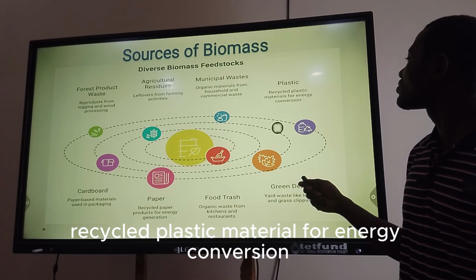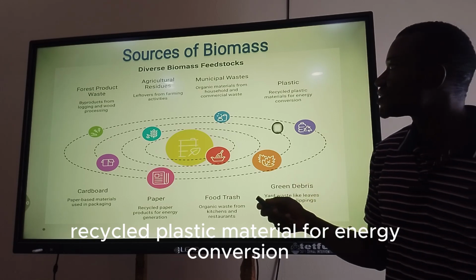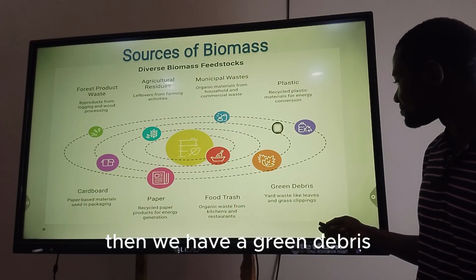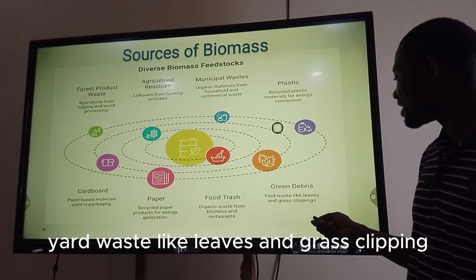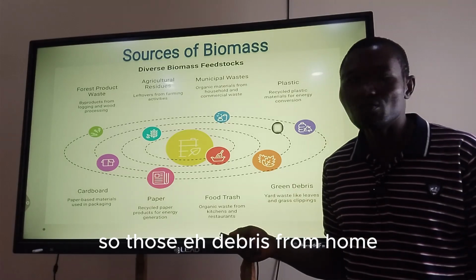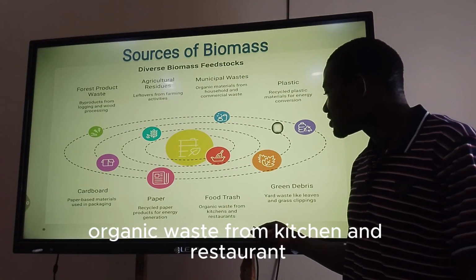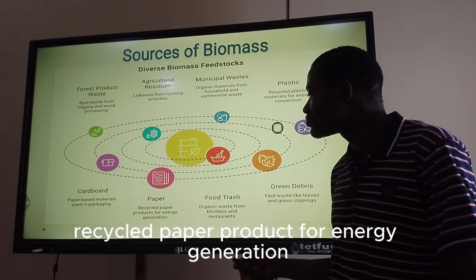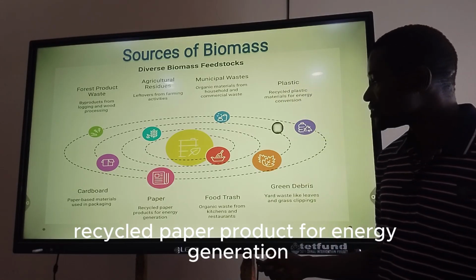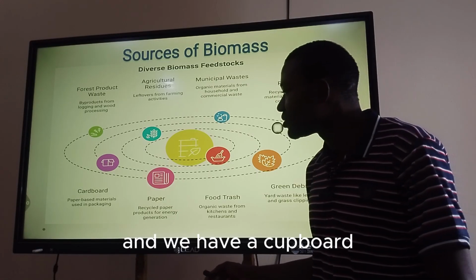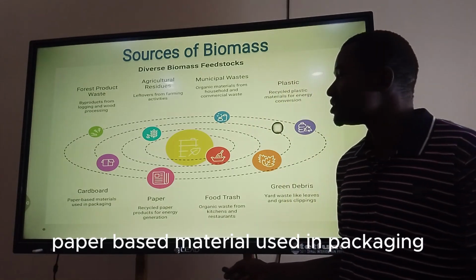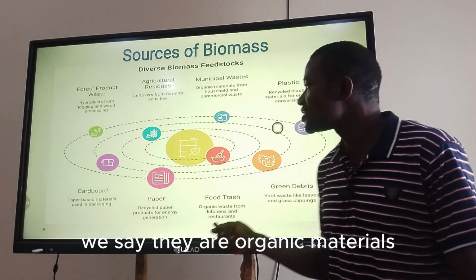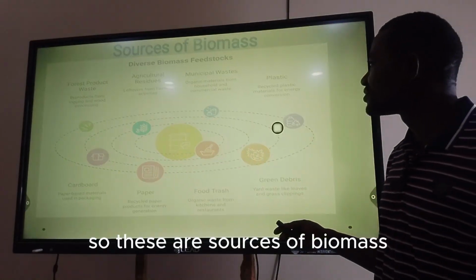Then plastic, recycled plastic material for energy conversion. They are also sources of biomass. Then we have green debris, yard waste like leaves and grass clippings. So those debris from home, they are biomass. Food trash, organic waste from kitchens and restaurants, they are also biomass. Then we have paper, recycled paper products for energy generation. They are sources of biomass. And we have cardboard, paper-based material used in packaging. All these are sources of biomass. We say they are organic materials. So these are sources of biomass.